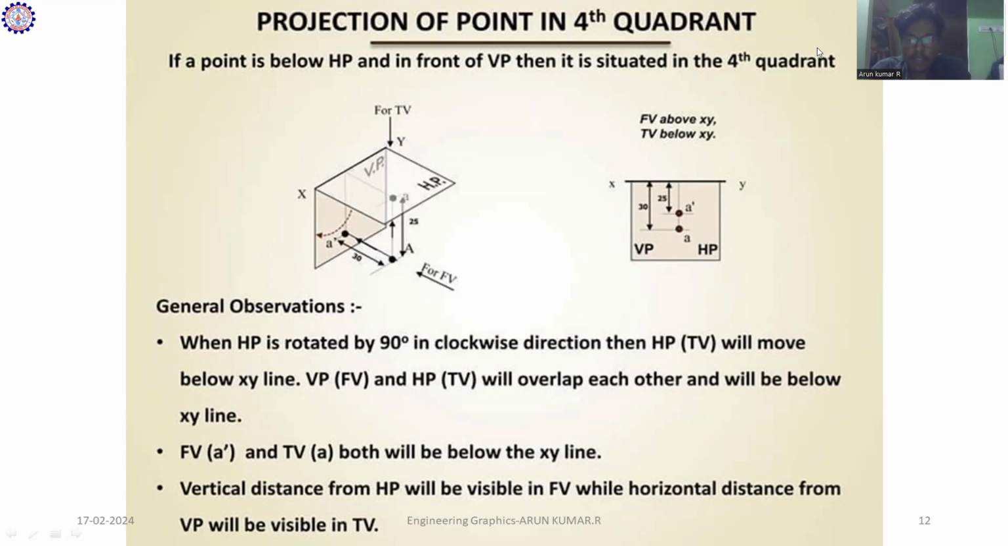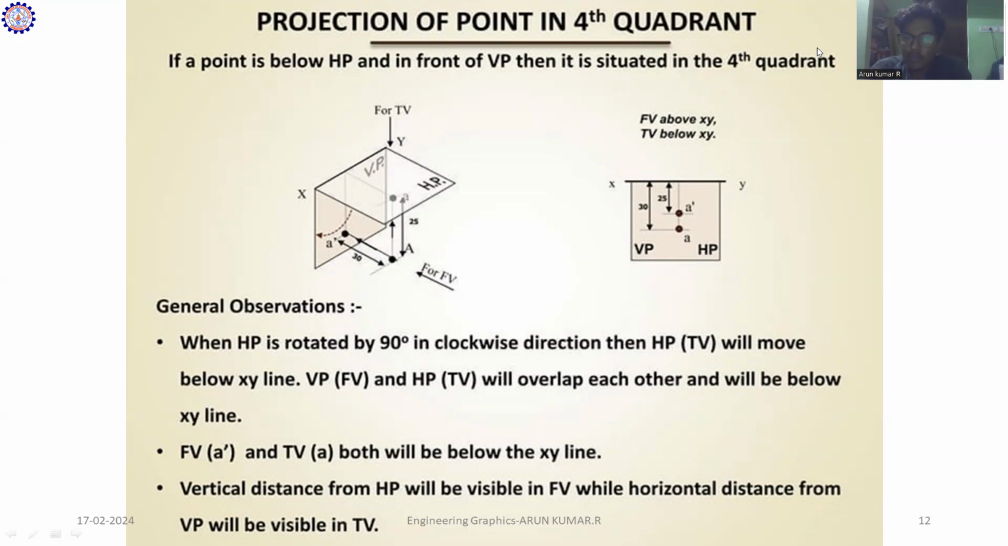First of all, we discuss the pictorial diagram, then move to the orthographic view of the given problem. From the pictorial diagram, point A is located based on the conditions of below HP and in front of VP. It has certain dimension values. Let's consider 25 and 30. The 25 I consider as below and 30 as in front. So when point A is located 25 below and 30 in front of the vertical plane, we are discussing the fourth quadrant.